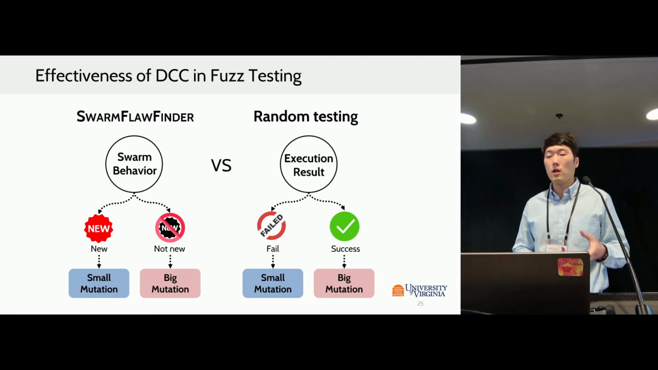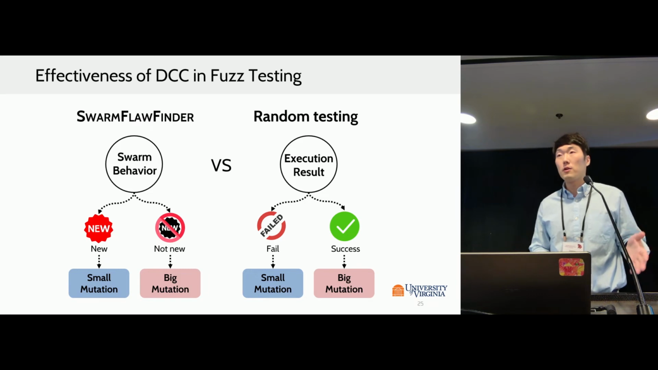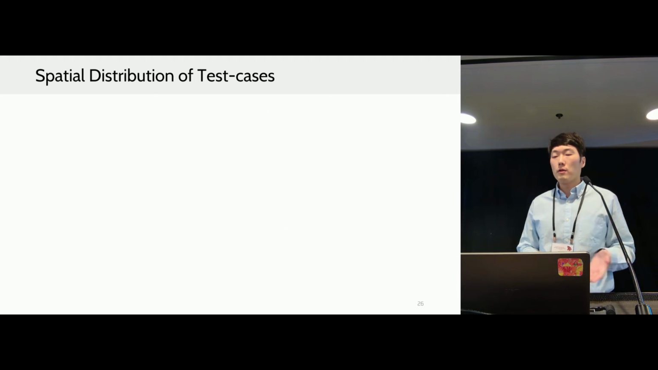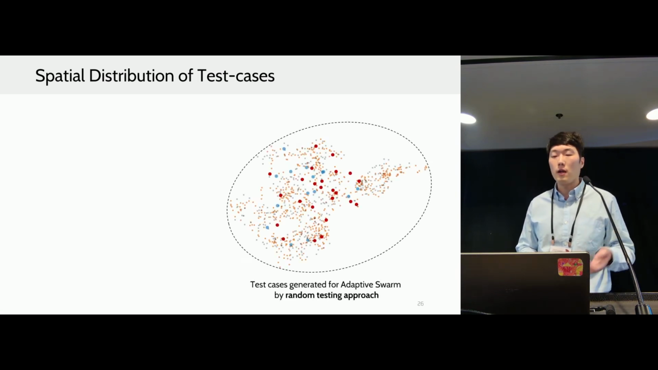For evaluation of the effectiveness of DCC, we create a random testing approach by removing the DCC-based guidance from our approach. So unlike SwarmFlawFinder, in this random testing, the only feedback is the execution result. If a test run results in mission failure, it's considered desirable, so it takes a small delta. But if a mission has no failure, it mutates the current test case more. We run the random testing approach and SwarmFlawFinder on our evaluated algorithms for 24 hours to measure the spatial distribution of the test cases.